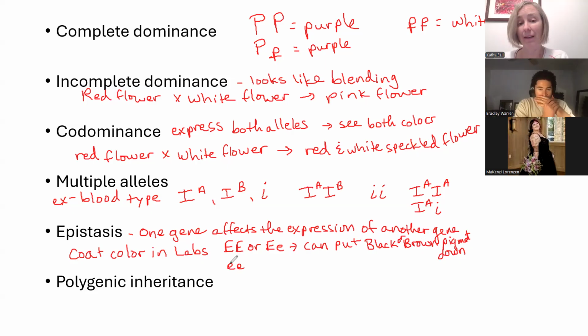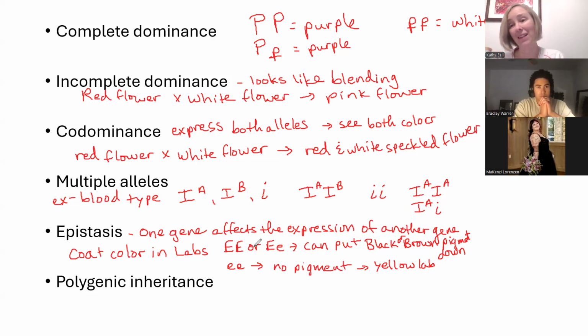But if you have the homozygous recessive for this E gene, it says you can't put any pigment down, and then you get a yellow lab. So this E gene is going to affect whether you can put the black or brown pigment down, and it can say no, you can't, and then you end up with a yellow lab. So that would be epistasis. One gene could affect the expression of another gene.